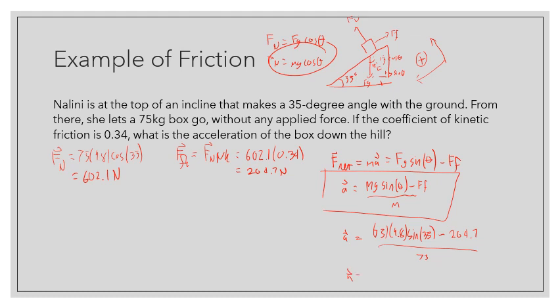So acceleration is equal to, so that means the acceleration is equal to 2.9 meters per second squared down the hill.